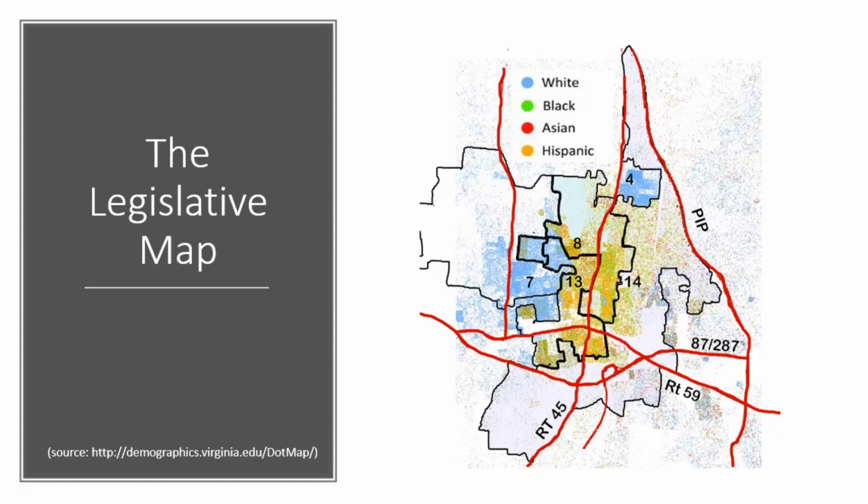Okay. So now as you can see, the blue coloring is the white population. Green is black, red is for Asian, and orange is for Hispanic. Now you see again the borders of those three legislative districts, 8, 13, and 14. With 8 and 13, you can see the lines follow very closely the border between the white neighborhood and the black neighborhood.